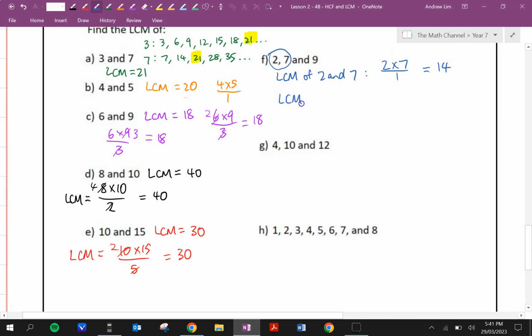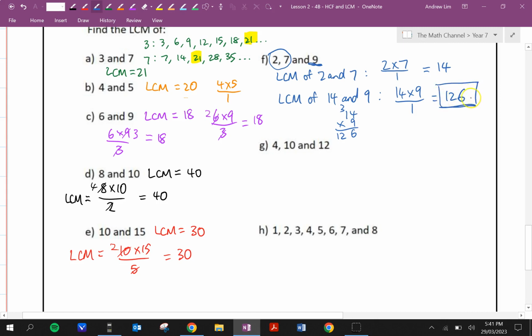Then the lowest common multiple of 14 and the last number, 9. So it's just 14 times 9. What's the biggest number we can divide both of them by? It seems like it's just 1. So 14 times 9. 14 times 9, 36, 12, 126. So the answer is 126.